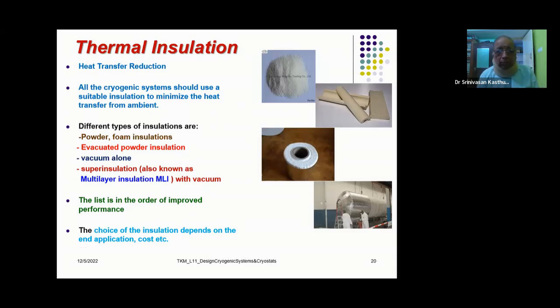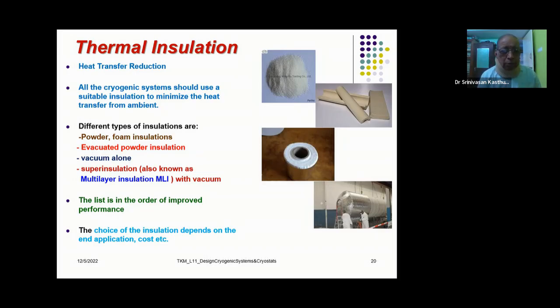What about insulation? Now you need to have thermal insulation. The thermal insulation we are going to discuss in the next class, a detailed chapter. Now, thermal insulation is needed for what? You have to reduce the heat transfer as much as possible so that the storage container can hold the cryogenic fluid for long periods of time, as well as, if it is a cryostat, the cryogenic conditions will exist for a much longer time. Essentially, it is meant for heat transfer reduction.